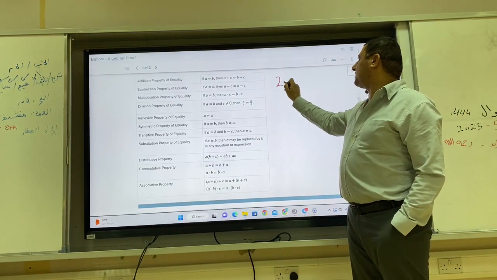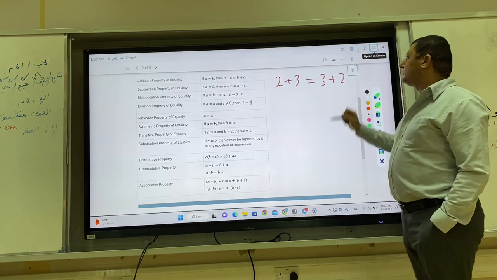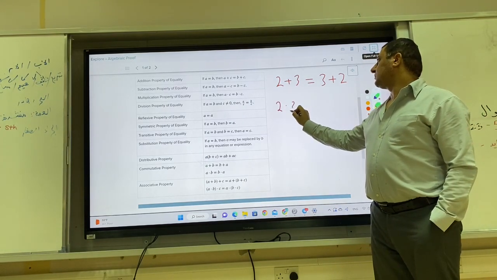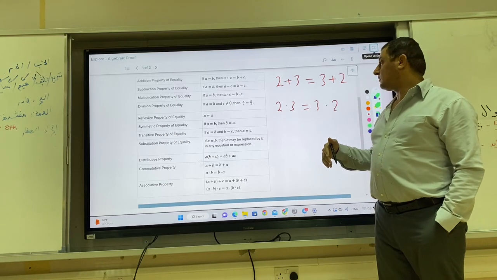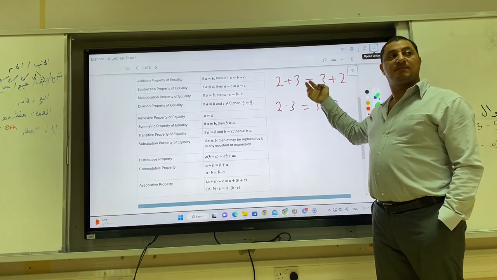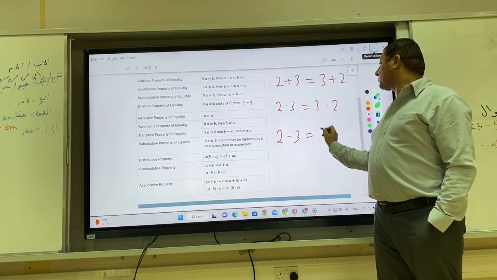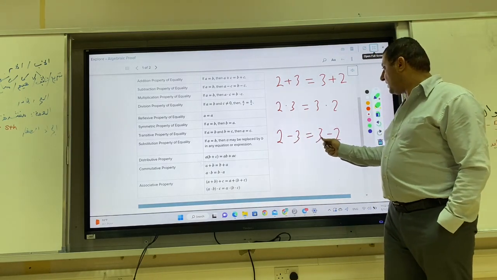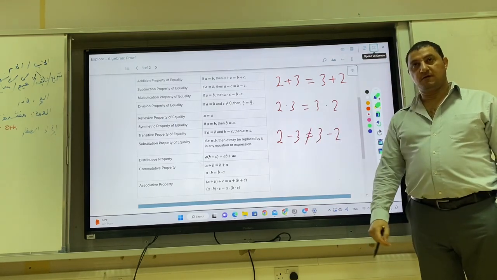Let's say 2 plus 3. Isn't it the same as 3 plus 2? Yes. How about 2 times 3? Is it the same as 3 times 2? Can I try subtraction now? 2 minus 3. Is it the same as 3 minus 2? No. 2 minus 3 is negative 1, but 3 minus 2 is positive 1, so they are not equal.